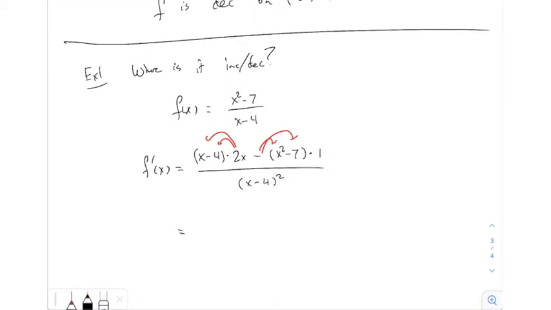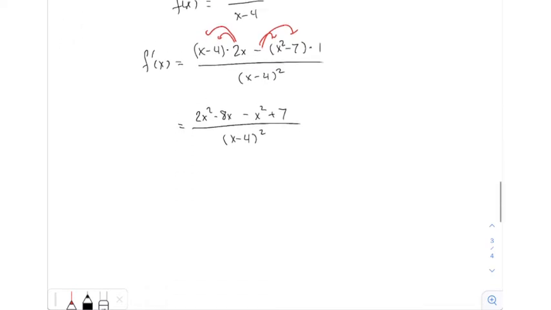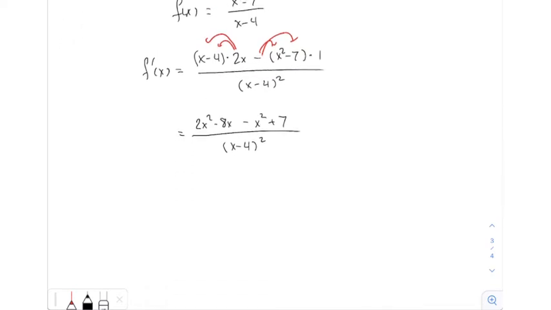Up top, I'm going to get 2x squared minus 8x, and then minus x squared plus 7. That's distributing the minus sign there. Unfortunately, if you screw this part up, you're going to be screwed for the whole rest of the problem. So the moral of the story is, do it right. Not a very helpful comment, but yeah, it's true. I think it's x squared minus 8x minus 7 over x minus 4 squared.